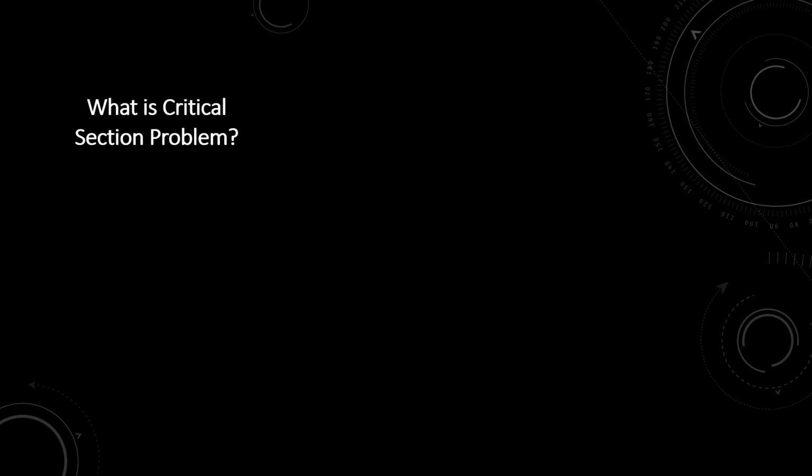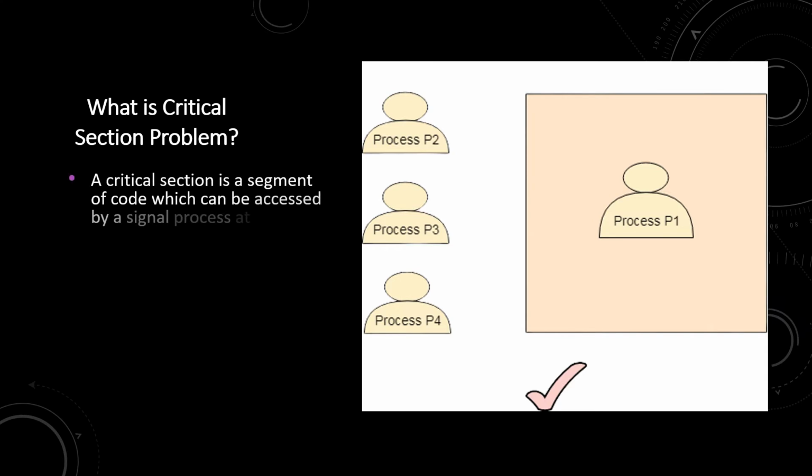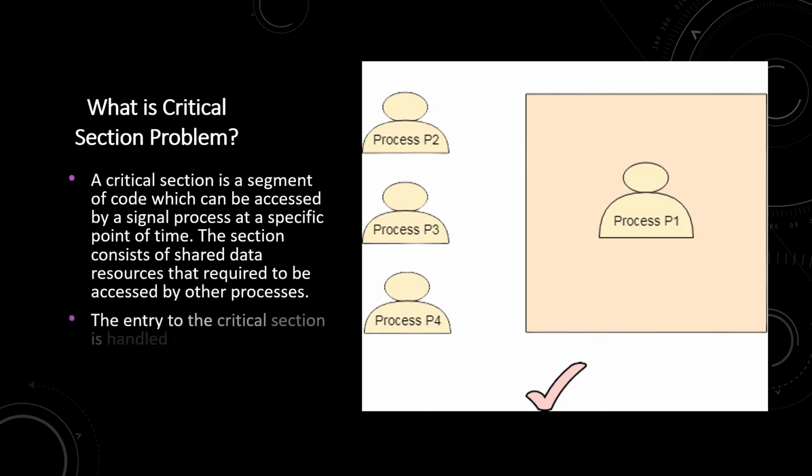What is the critical section problem? A critical section is a segment of code which can be accessed by a single process at a specific point of time. The section consists of shared data resources that require to be accessed by other processes. The entry to the critical section is handled by the wait function and it is represented as P.